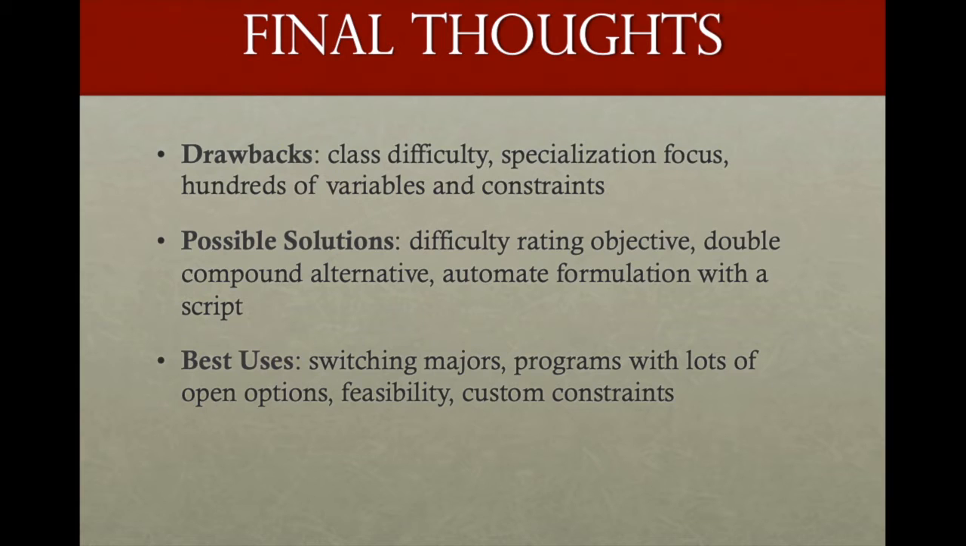There's also hundreds of variables and constraints, which makes this formulation a little bit impractical instead of just doing it by eye. Some possible solutions to this. We could make an objective function that takes into account difficulty rating as well. I haven't formulated this, but I think it would be pretty straightforward to do. For specialization focus, we can make a double compound alternative.